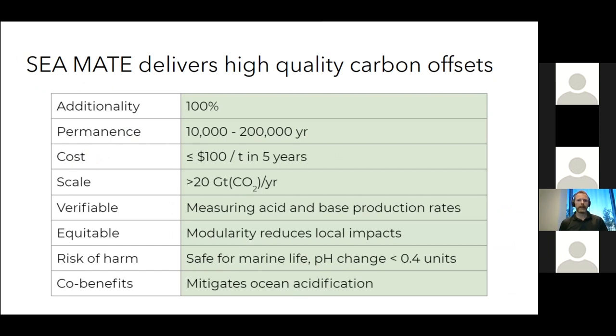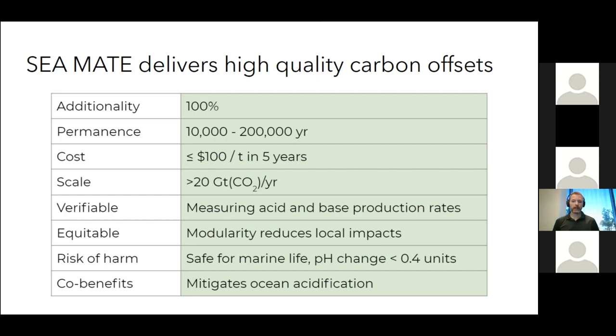Just thinking about CMATE in terms of the usual metrics for carbon offsets, additionality in this case is clear. This wouldn't be done if we didn't deploy the system, so that's 100% additionality. The permanence is really good because of the residence time of this added alkalinity. And we think within 5 years, with quite a detailed techno-economic analysis, we're still below $100 per ton in 5 years. In terms of scale, in principle, we can scale to multiple gigatons of CO2 per year. We're not hitting up against any hard constraints necessarily.